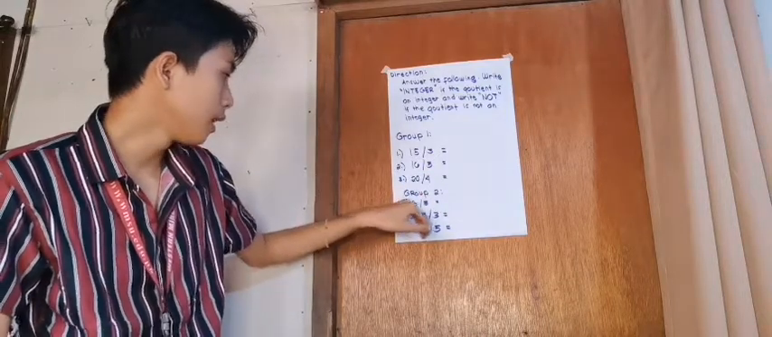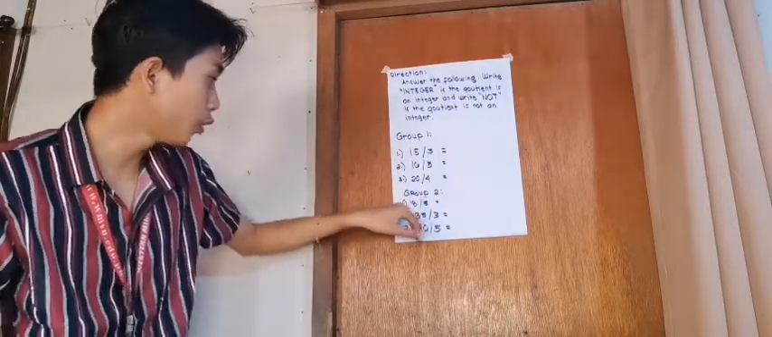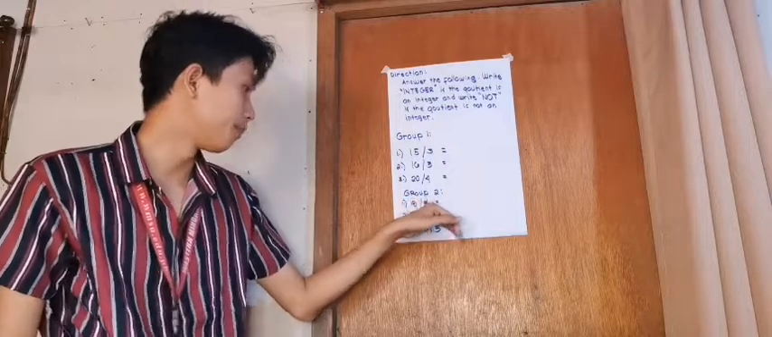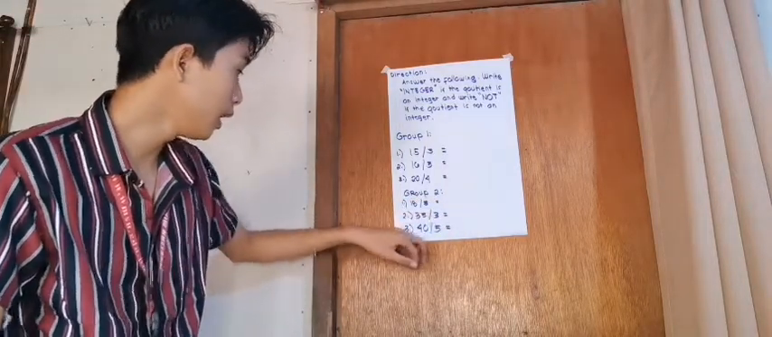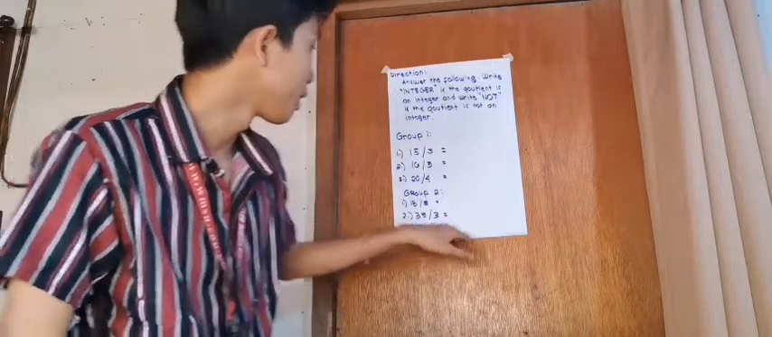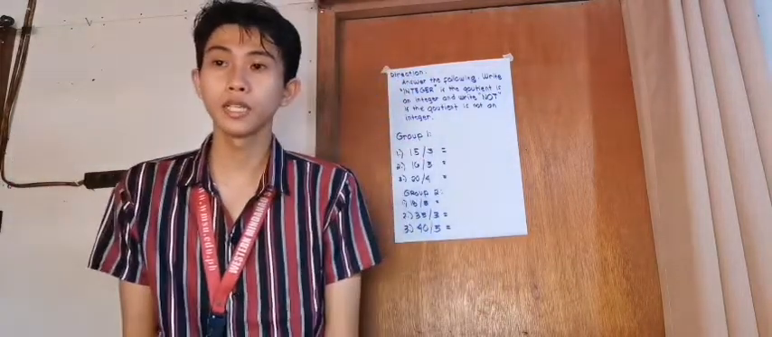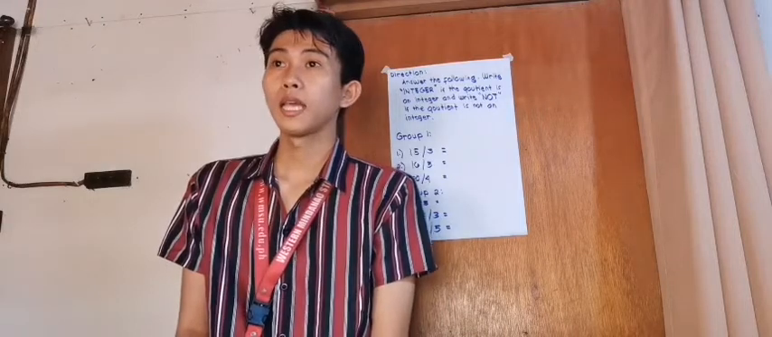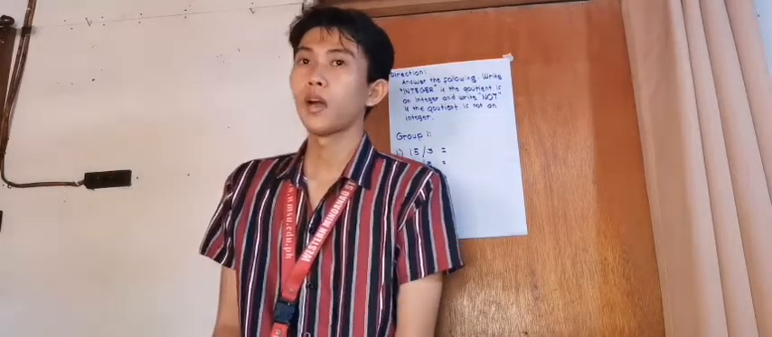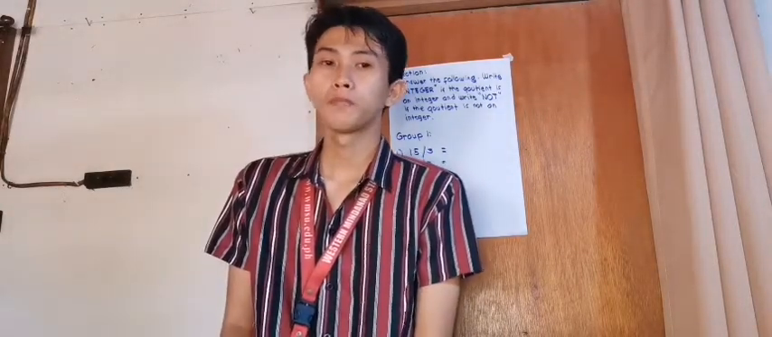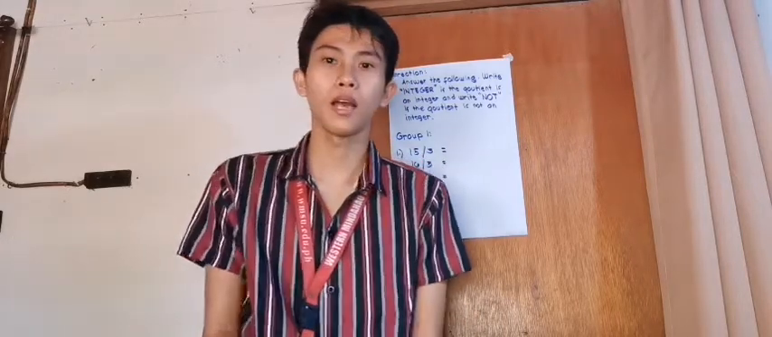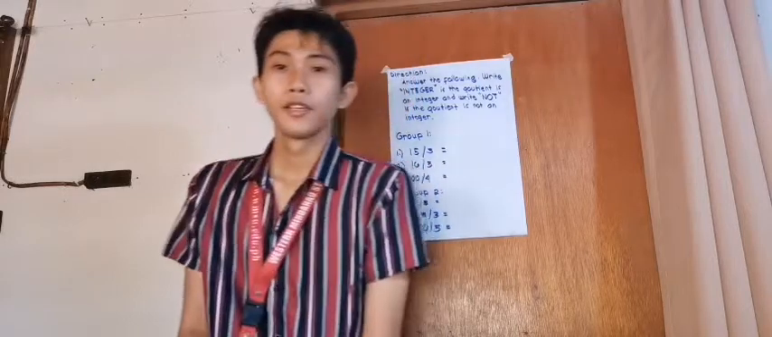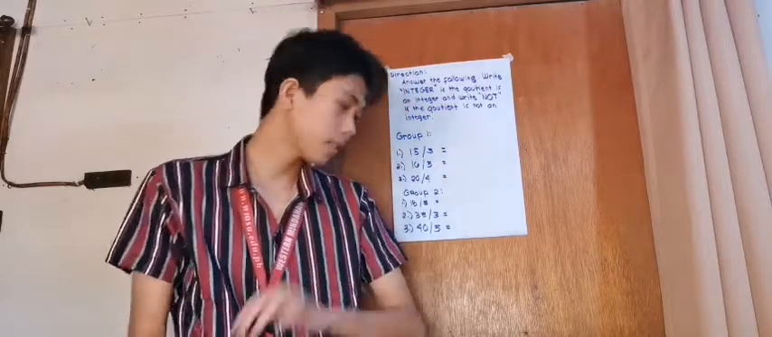For group 2: number 1, 18 divided by 3. Number 2 is 35 divided by 3. Number 3 is 40 divided by 5. You can answer it on a single piece of paper. And the group who finishes first will have an extra point. So, you may start now.